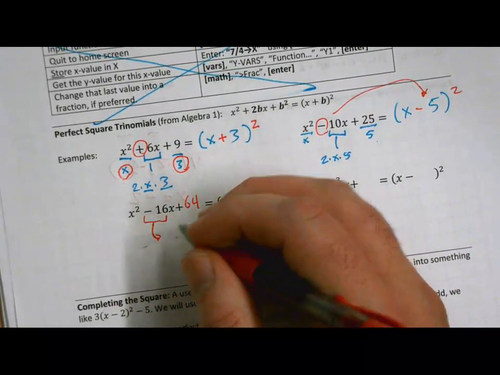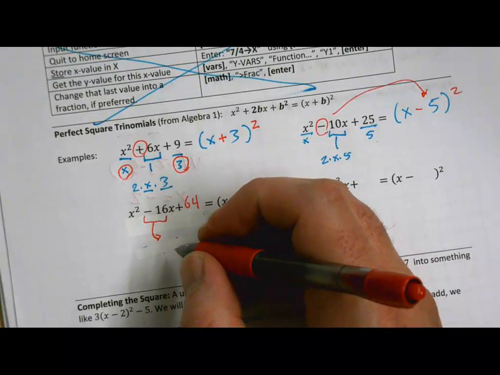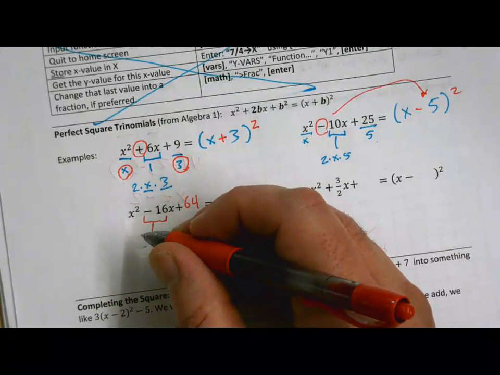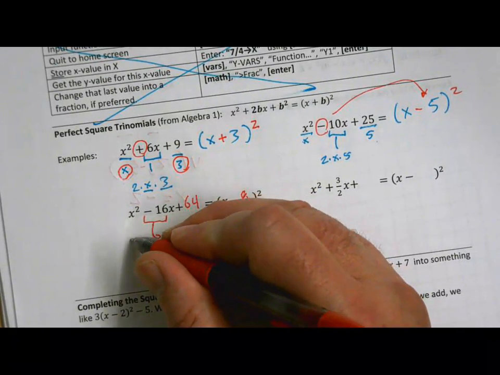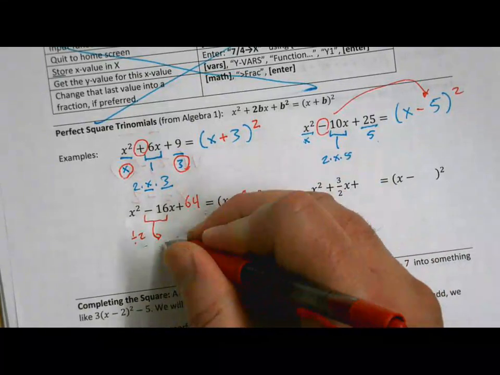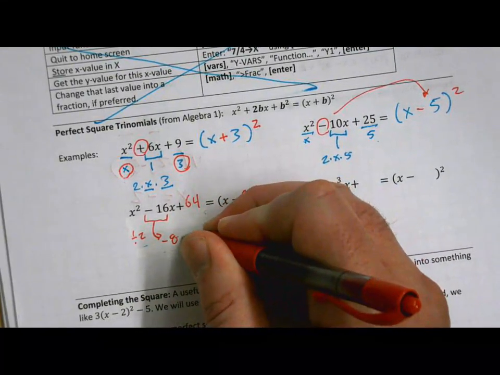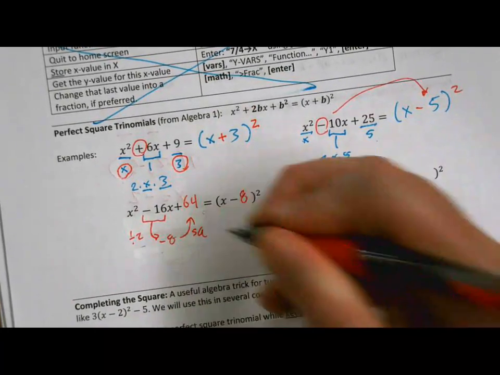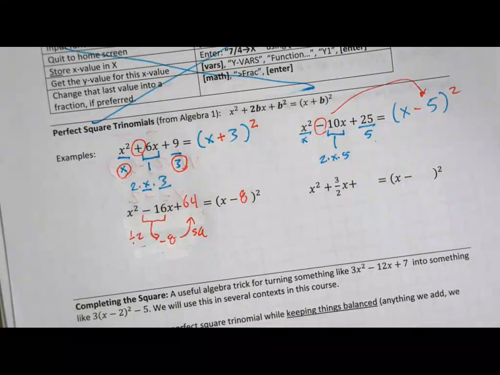What did you do first to complete the square? Say it louder. Divide it by 2. That gets us negative 8. And then what did you do with that negative 8 to come up with the 64? You squared it. Okay, which is kind of what we just did a second ago.